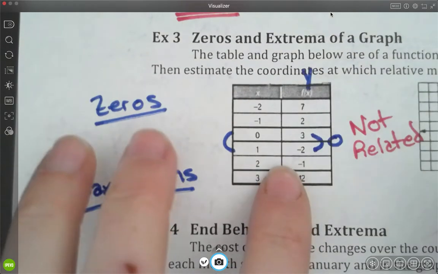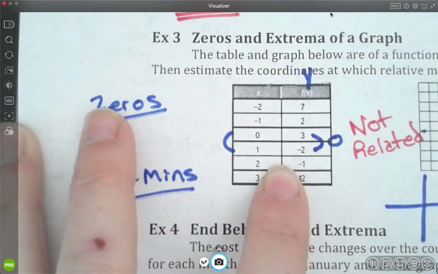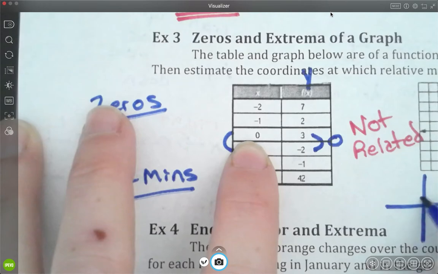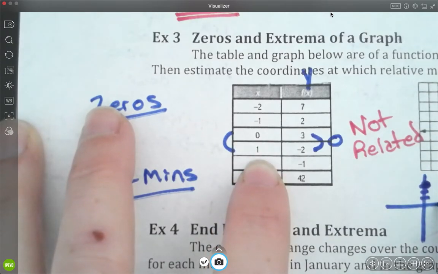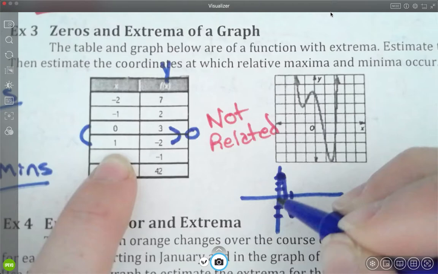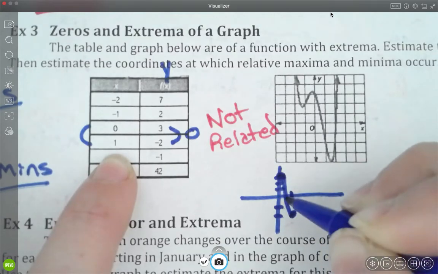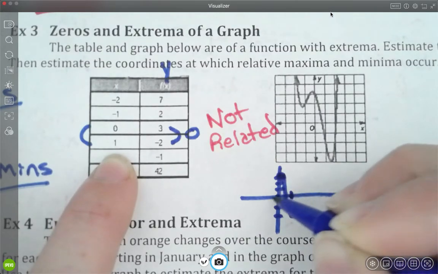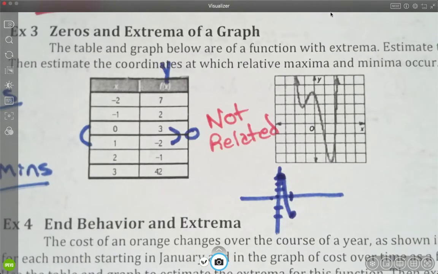I'll show you what that looks like, okay? So if you don't believe me, here's the graph. Let's say we had 0, 3. That's that dot. And then at 1, we're at negative 2, right? 1 is over here at negative 2. So if I have a line connecting those two, this is the point 0, 3. This is the point 1, negative 2. At some point between 0 and 1, he had to have crossed the x-axis. Does that make sense? Okay? So some point between 0 and 1, he had to cross.